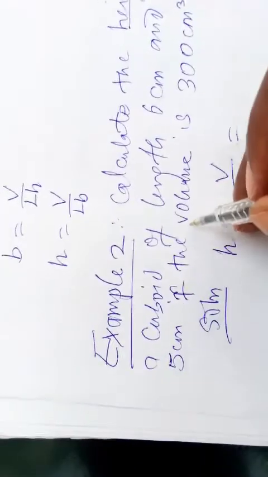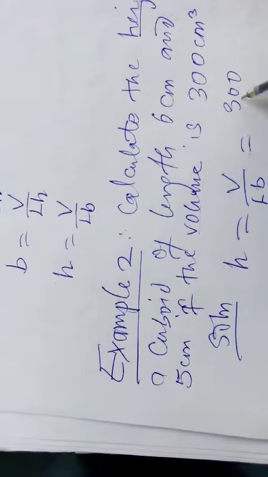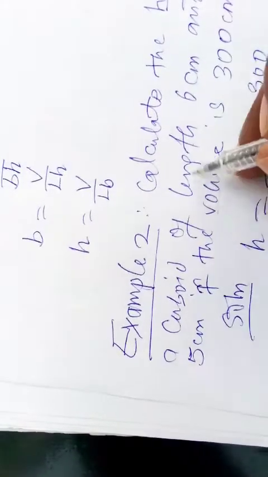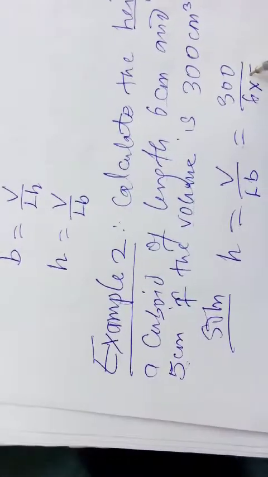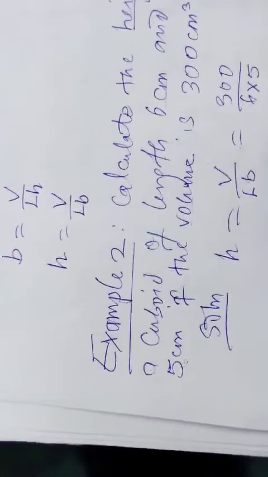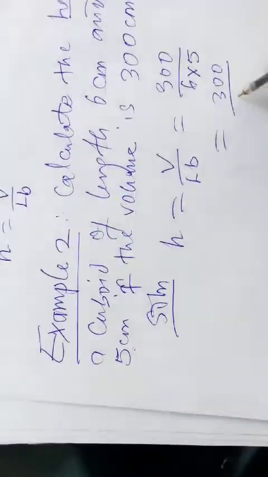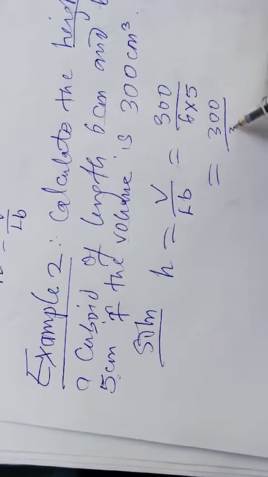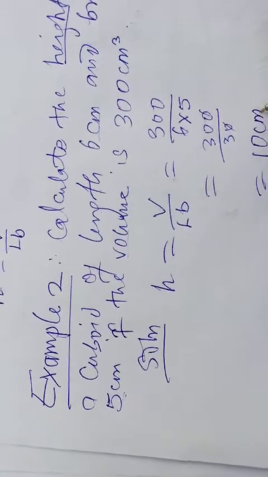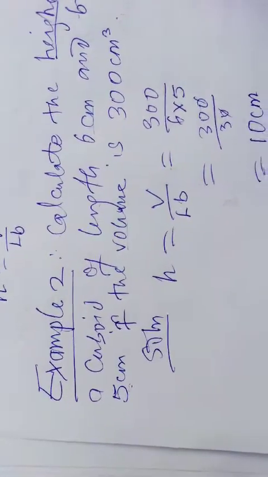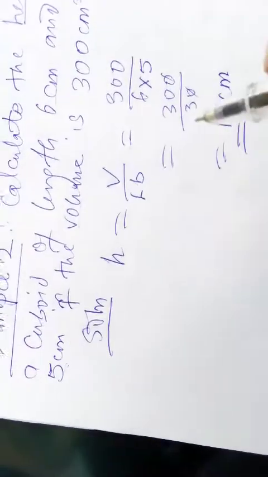My volume from the question is 300. So that gives me 300 over the length, which is 6, times the breadth, which is 5. So that gives me 300 divided by 6 times 5. 6 times 5 is 30, so 300 divided by 30 equals 10 centimeters. So you see that it's as easy as that. We just calculated the height of a cuboid given the volume.